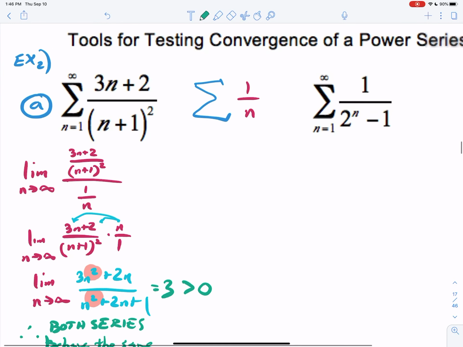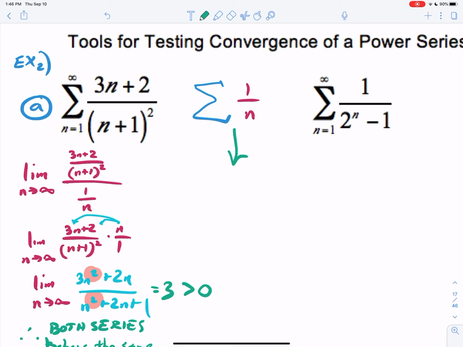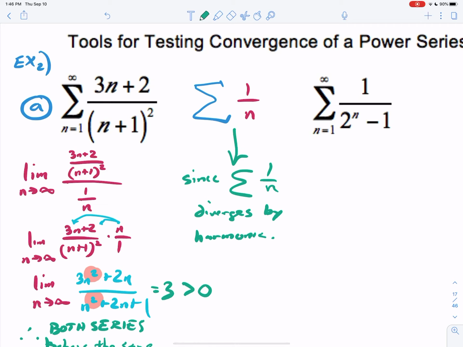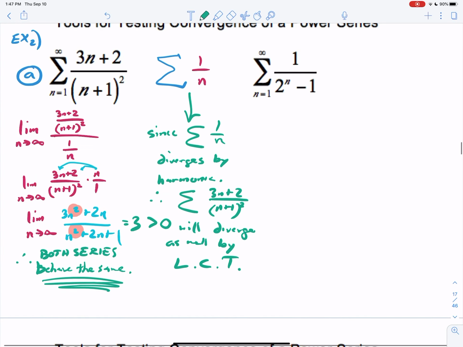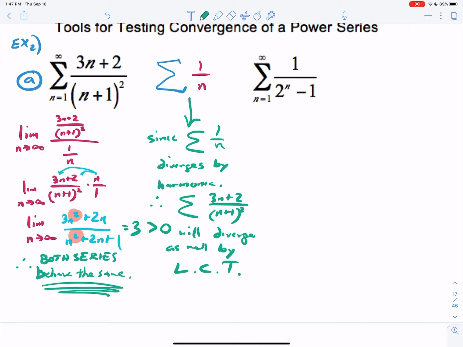But here's the thing: I know exactly what happens to this series. So what we can say is, since this series diverges, and how do we know it diverges, you guys? P-series or harmonic. Therefore, 3n plus 2 all over n plus 1 quantity squared will diverge as well. How do we know that? By the limit comparison test. All right? A lot of thought process, but it's not that bad. It's very conceptual.